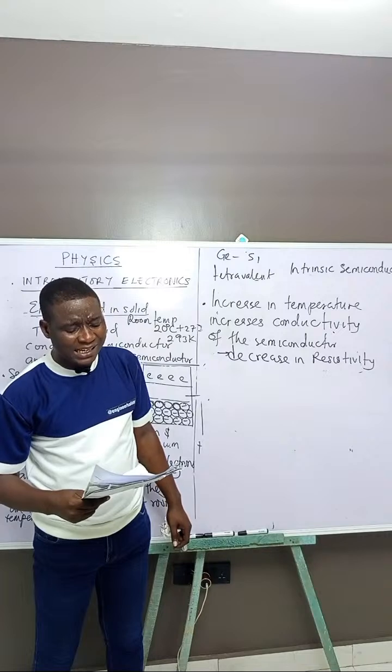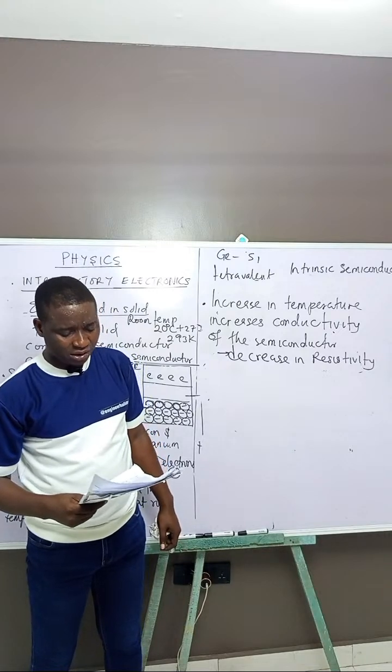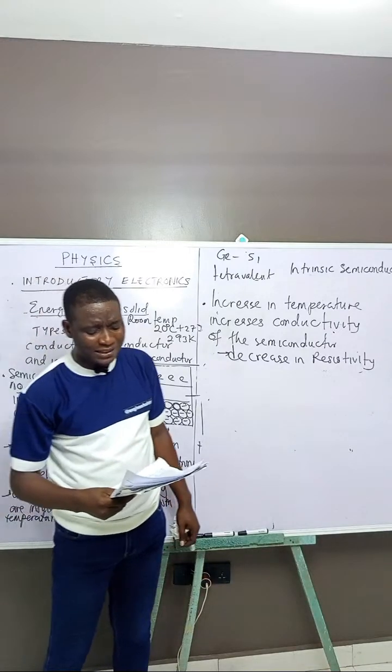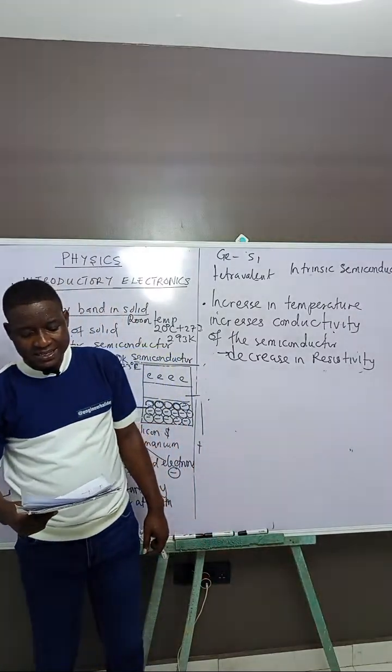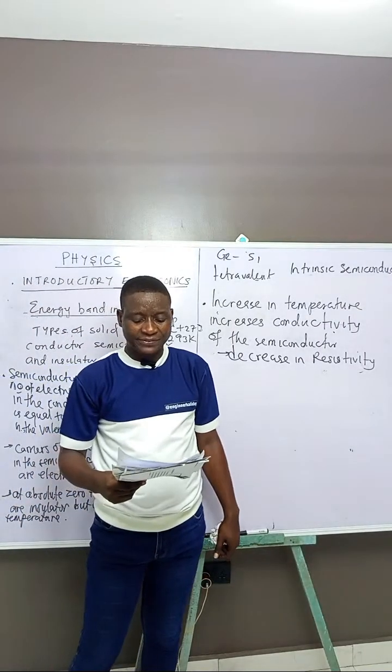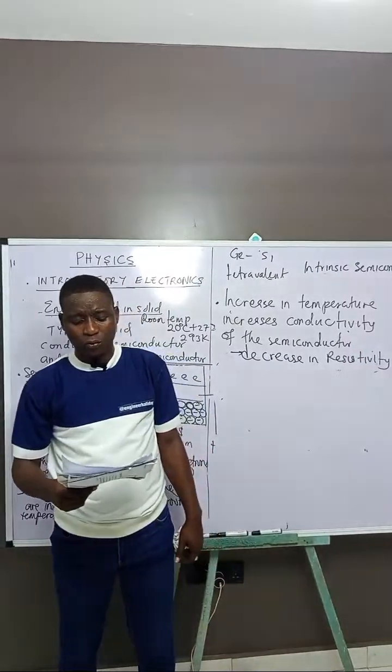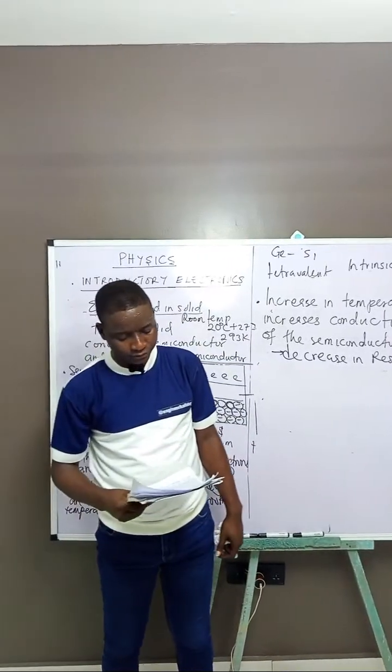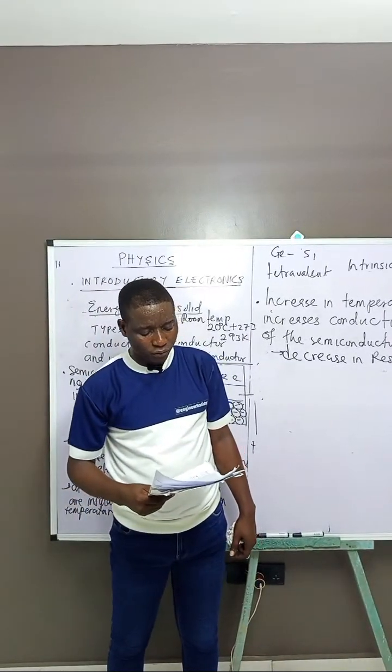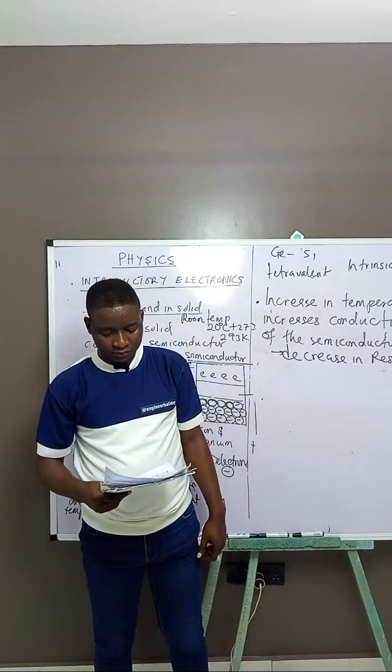The bond between silicon and germanium is dash. I think we have talked about that. A, covalent; B, trivalent; C, ionic; and D, dative. The answer to that question is covalent bonding. We have talked about that also. Please take note of that.